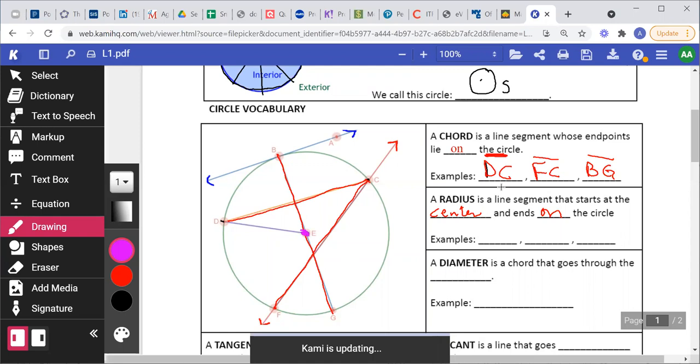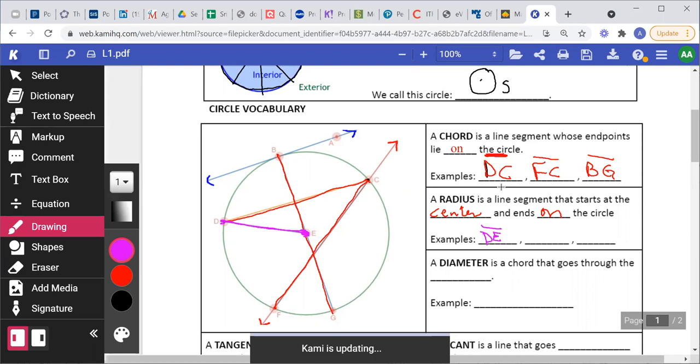We have 3 radii here. Can someone give them to me? Savannah, can you name one radius here? The definition says it's a line segment that starts at the center and ends on the circle. You start from the center, then you go outside. So name one of the 3 radii we have here. You said DE, so D to E, because we have a line segment here. This is the center and then the circle here. So this is DE.